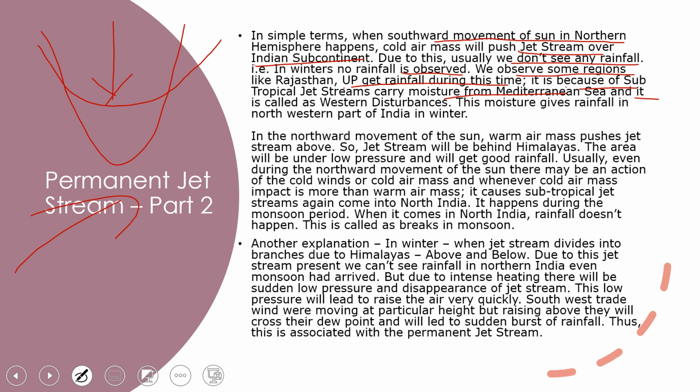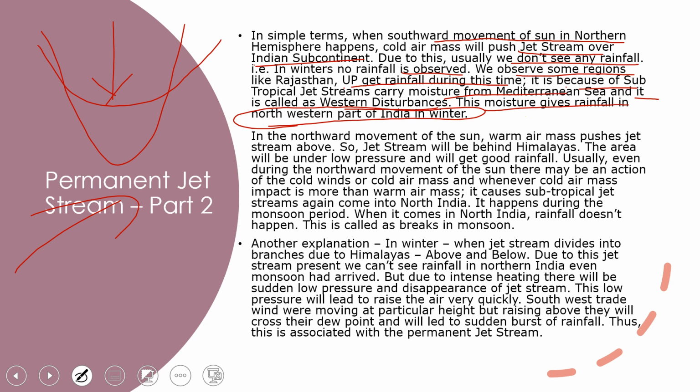And it is called western disturbance. When Rajasthan and other areas are getting rainfall because of the Mediterranean Sea, that is known as a western disturbance, and it happens in the winter time. So this moisture gives rainfall in the northwestern part of India in winter, but for the Indian subcontinent mainstream it doesn't give rainfall, okay.